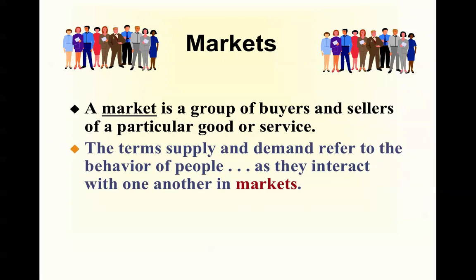The terms supply and demand refer to the behavior of people as they interact with each other in markets. So buyers are governed by demand, or buyers demand things, sellers supply things, and they interact with each other, and there are certain unwritten rules and laws that we will look at that govern their behavior.